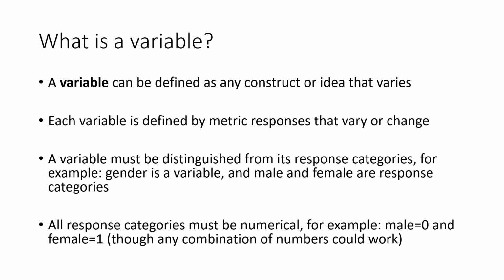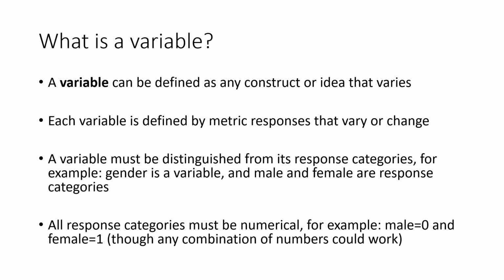Now, it's important that you understand that all response categories must be numerical. Sometimes that's easy because they're self-evidently numerical, right? Age is a numerical variable by definition. But other variables aren't automatically metric. They aren't automatically numeric. And when that's the case, we simply have to add numbers to each category. This is called coding the variable.